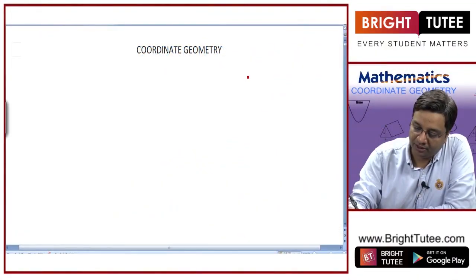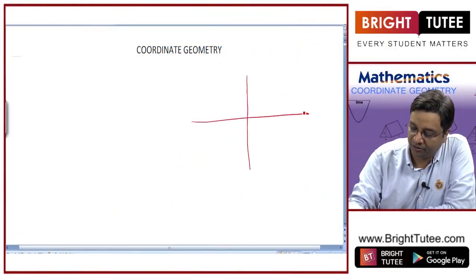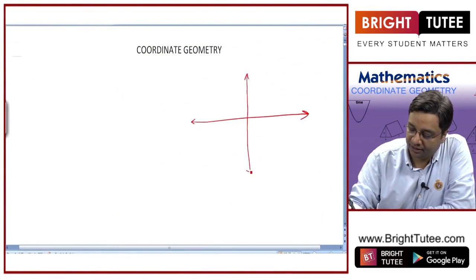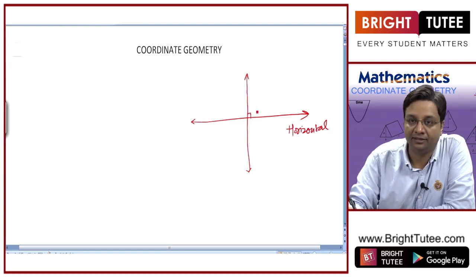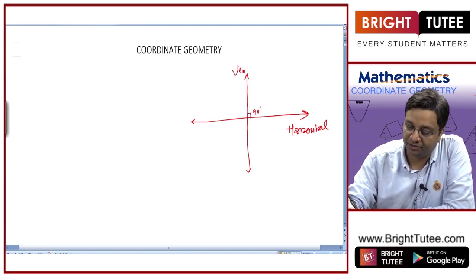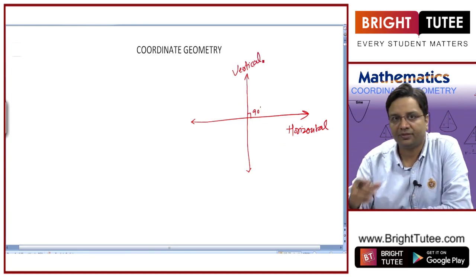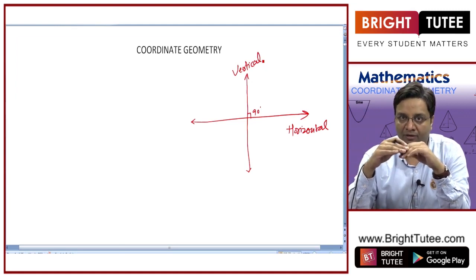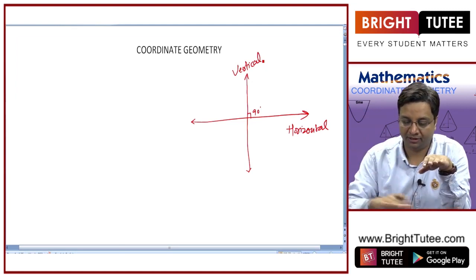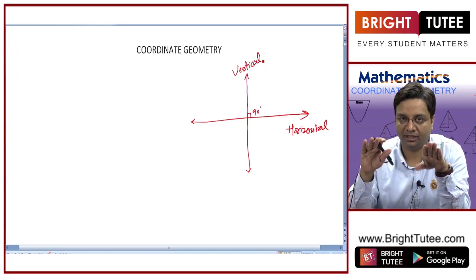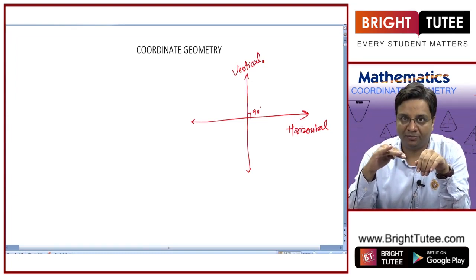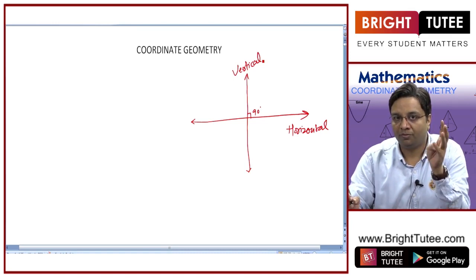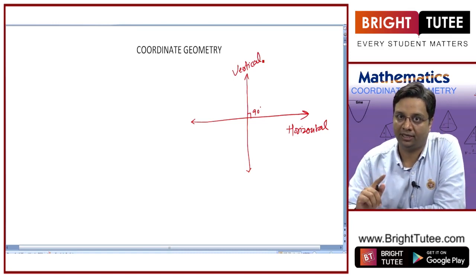So you should be aware by now of these two mutually perpendicular lines. Let's say this is a horizontal line and this angle is 90 degrees, right? This is a vertical line. These two mutually perpendicular lines divide the entire two-dimensional space. What is a two-dimensional space? For example, this board, the paper that you are studying on, right? Any two-dimensional space will be divided in four parts by these two mutually perpendicular lines, right?